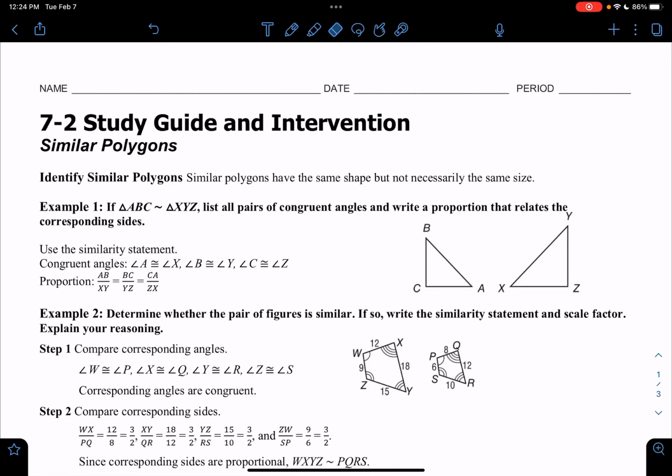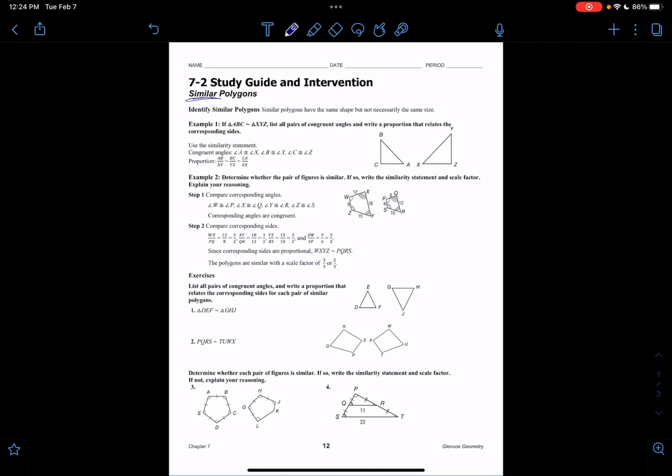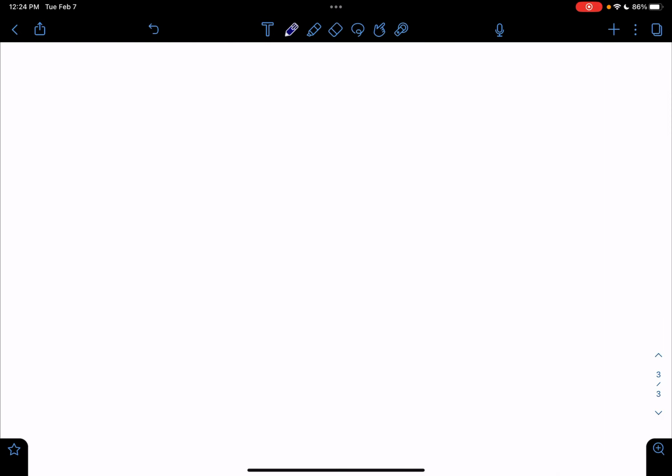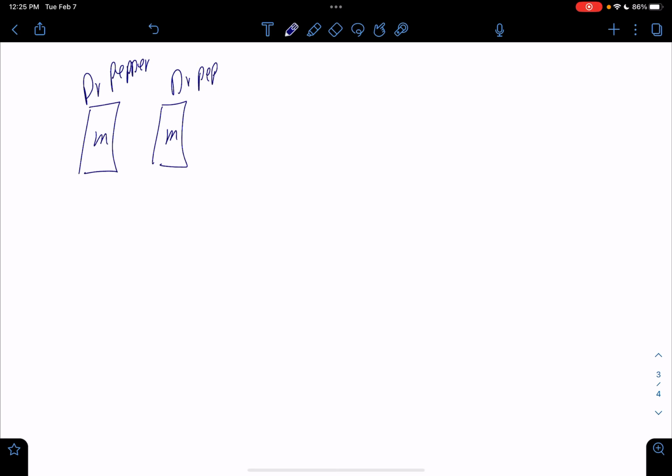So hello, today we're going to do 7-2, which covers similar polygons, and we need to understand what similar means. I'm going to start the lesson with an example of what similar looks like. Let's say, for example, that you have a medium cup, both of them Dr. Pepper. Well, this is equal.